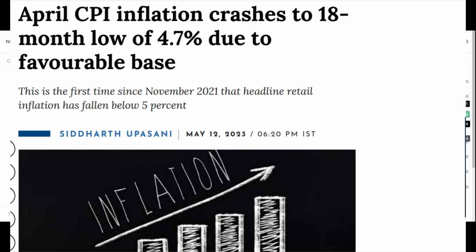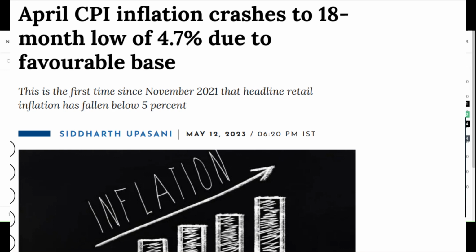So let's start with the important data, which is CPI inflation data. Yes, April CPI inflation data actually crashes to 80-month low. मतलब 80 month लो पे आ गया है हमारा सीपीआई इन्फ्लेशन, जो है 4.7%. और अगर इसको ही देखें तो 4.7% in April month, and the same CPI inflation, which is Consumer Price Index. Yes, CPI means Consumer Price Index inflation data was in March month it was 5.66%.